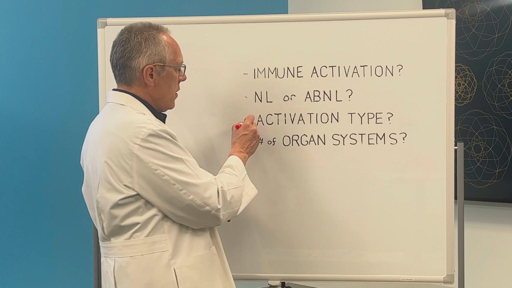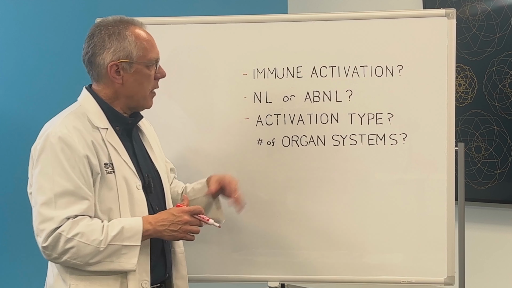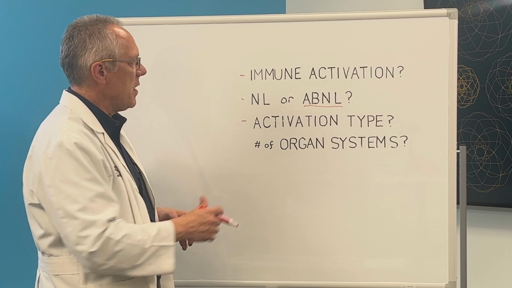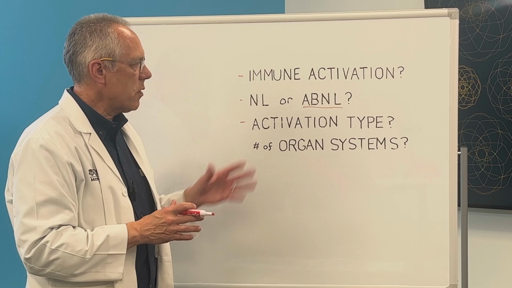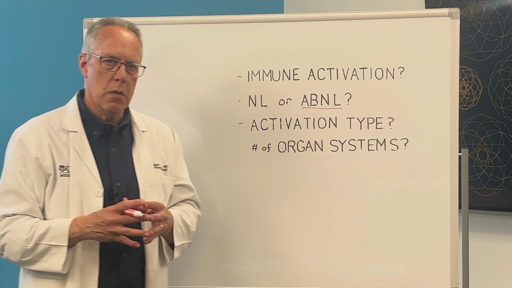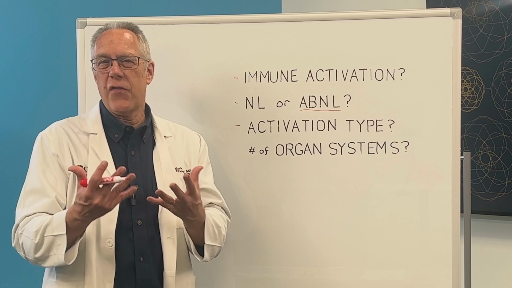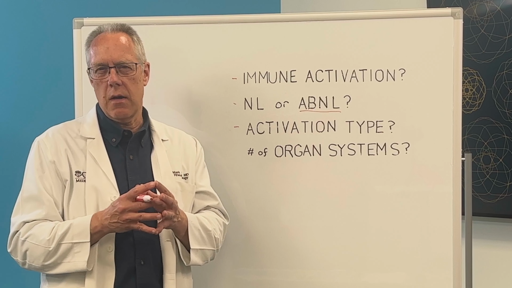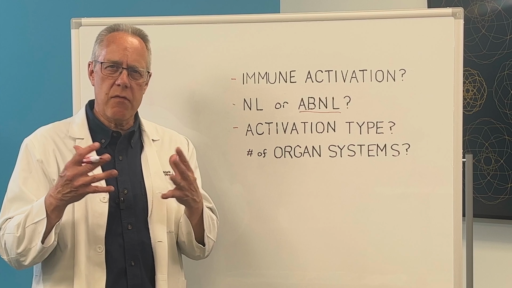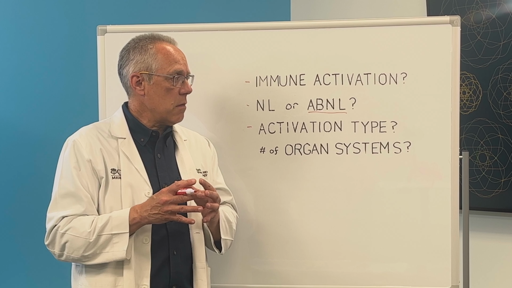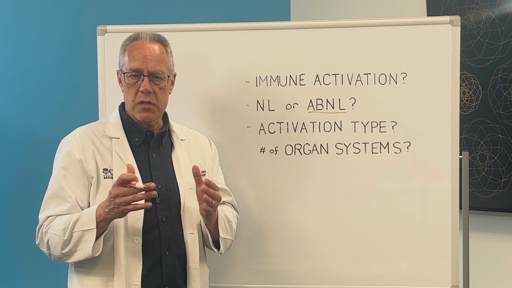The next thing you want to decide is if you feel that it is an abnormal immune system, it's being activated, it's abnormal, then you want to know what kind of activation it is. So an abnormal activation is usually inflammation. That's what we usually think of, and that's the most common. It's the one I have the most tools to treat. But it can be other ways the immune system is activated.